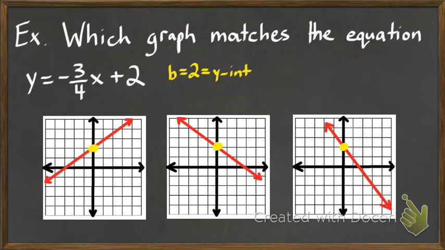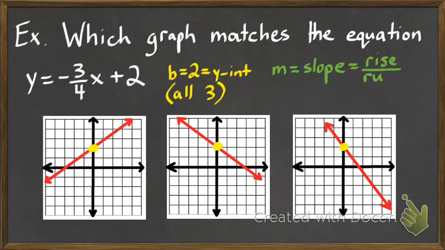After this, what we want to do is look at our slope. So our slope m, our rise over run, is negative 3 over 4. Now, since our slope is negative, it is going to be going down from left to right. So we know our first graph on the left does not work because it's going up, so it has a positive slope. So it has to be our middle or our right graph.